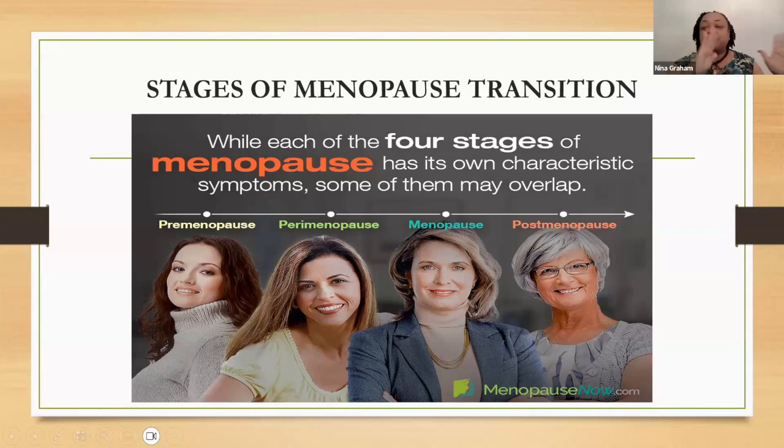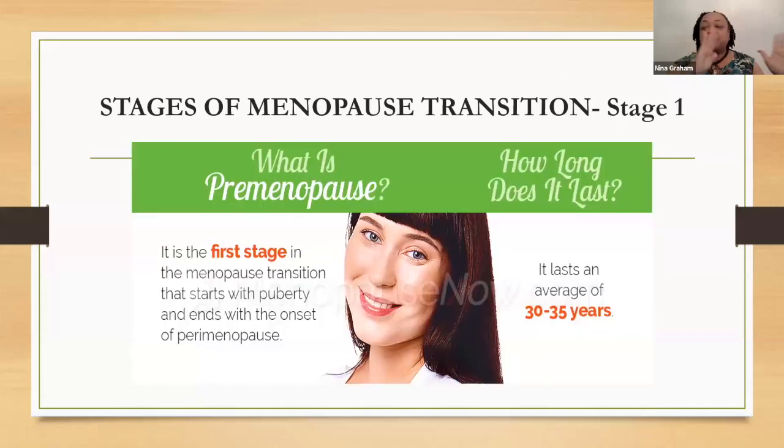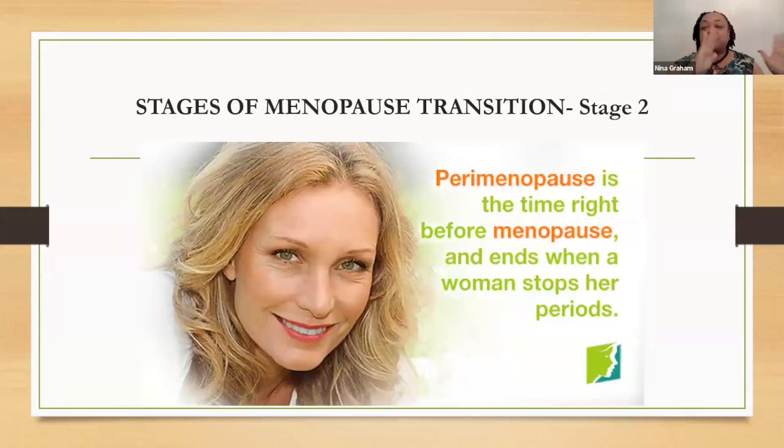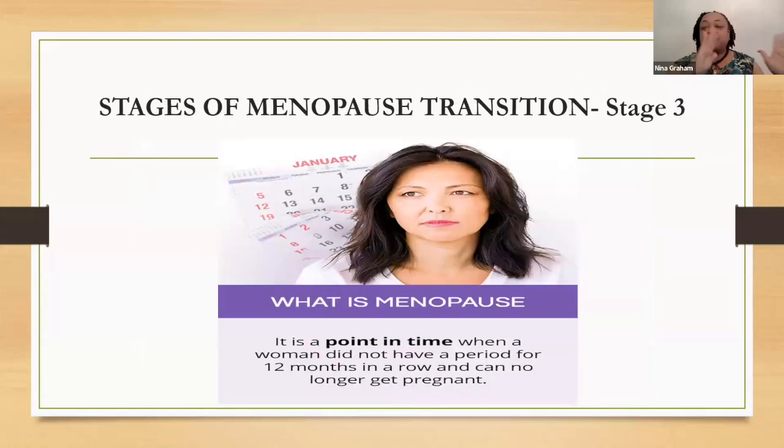Next. Okay, so again, stages of menopause. Stage one is the first stage in the menopause transition, usually starting around the age of 40. This is the perimenopausal stage, the time right before menopause. Again, I mentioned all of this. Now, the third stage is menopause, the point at which, again, as I just mentioned, you can no longer get pregnant.